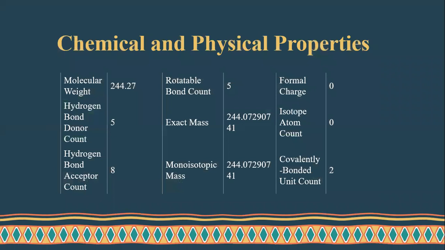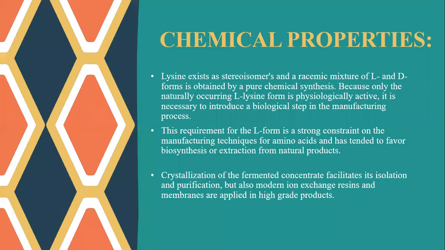And here are some chemical and physical properties of lysine sulfate: molecular weight, hydrogen bond donor count, hydrogen bond acceptor count, rotatable bond count, exact mass, covalently bonded unit count, isotope atoms. Here are some properties of lysine sulfate. And here are some specific chemical properties of lysine sulfate. Lysine exists as a stereoisomer, and a mixture of L and D form is obtained by pure chemical synthesis.